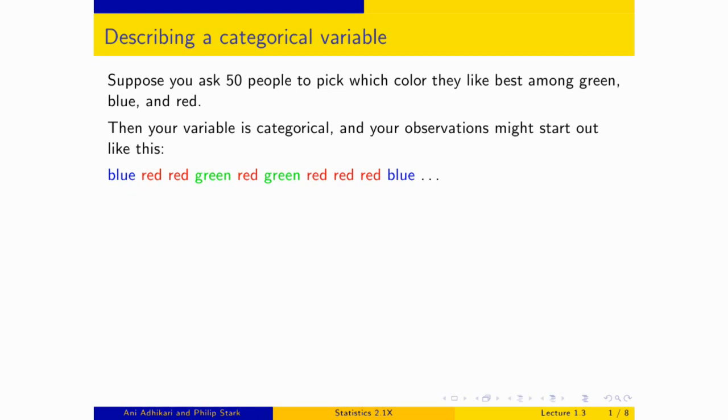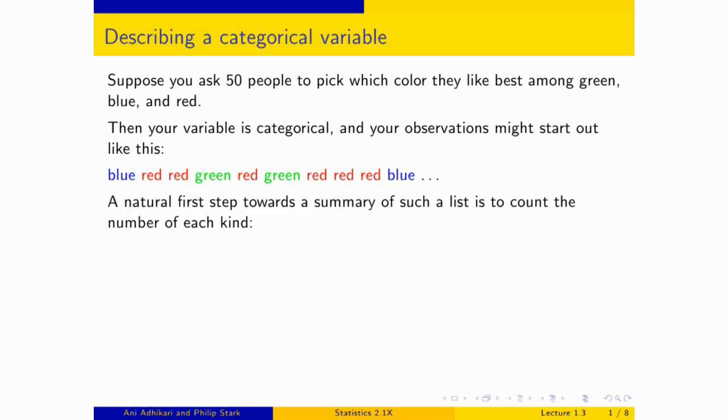And even those 50 values are a bit of a pain to look at. So a natural thing to do is simply count how many of each kind you've got. And that gives you a little table. So you have the color and you have the number of people that picked that particular color. So you have 50 people in all, and your table says, after you've done the counting, that 30 people picked red, 10 people picked blue, and 10 people picked green.